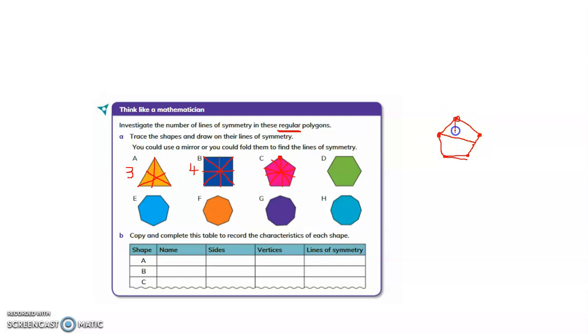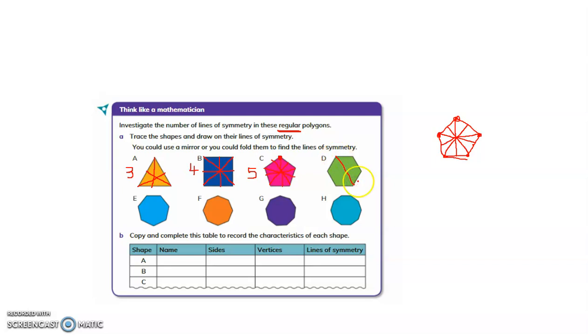If we draw from this vertex to here, that is a line of symmetry. From here, if you draw like this, it is another line of symmetry. Then from this vertex like this, similarly from this one. So how many lines of symmetry? From each vertex to the opposite side. How many vertices does a pentagon have? 5 vertices. So how many lines of symmetry are there? 5 lines of symmetry.